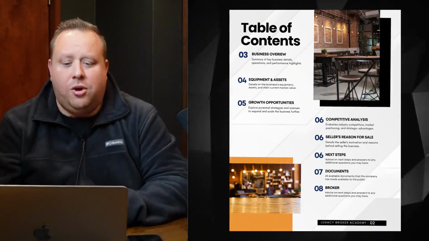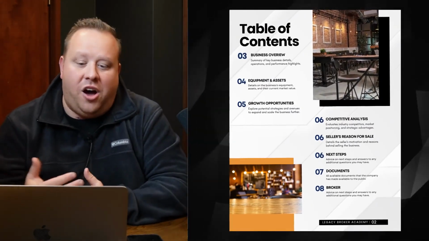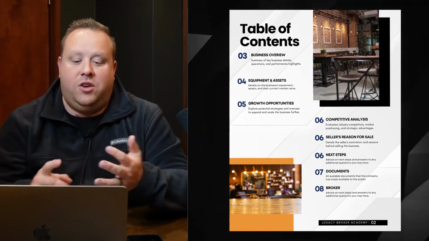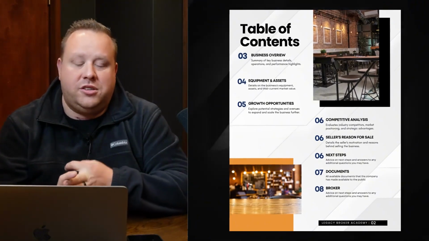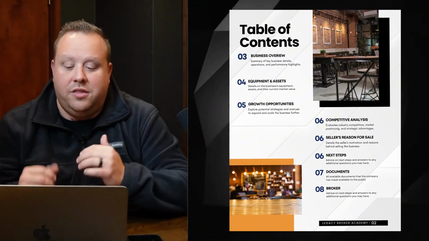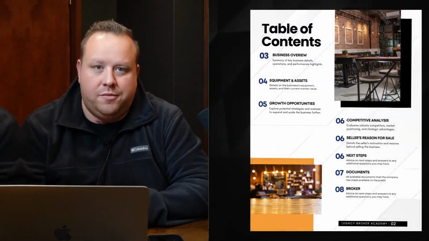Okay. As you go over this next page, which is the table of contents, we'll break it down into a few different categories. The overview of the business, the equipment assets, the growth opportunities, the competitive analysis, the seller's reason for sale, next steps, documents, and broker. So when you see this, what this means is that when you're able to send this to a potential buyer, you're gonna be able to answer 90% of their questions. And it's gonna help you field a lot of calls and not waste any time on your end going over and over and over on this. So a good CIM is going to save you a lot of time.